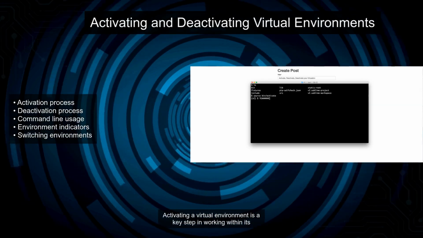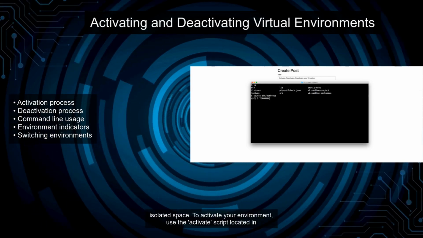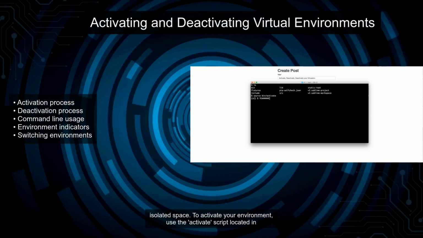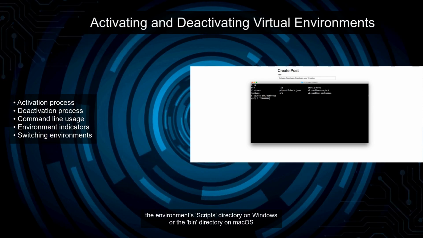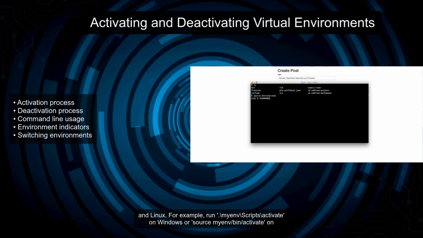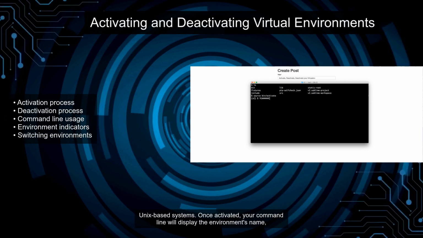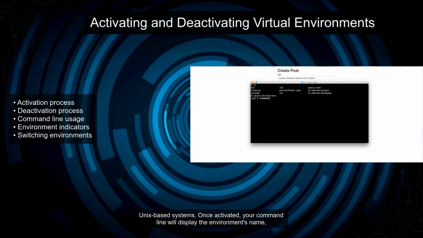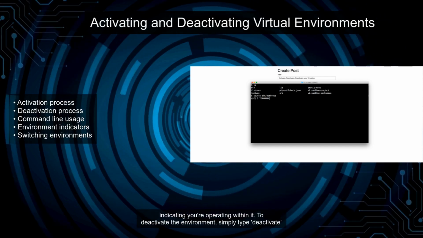Activating a virtual environment is a key step in working within its isolated space. To activate your environment, use the activate script located in the environment Scripts directory on Windows or the bin directory on macOS and Linux. For example, run .\myenv\Scripts\activate on Windows or source myenv/bin/activate on Unix-based systems. Once activated, your command line will display the environment's name, indicating you're operating within it.